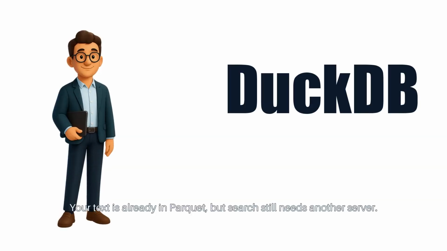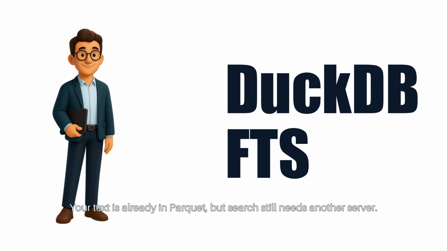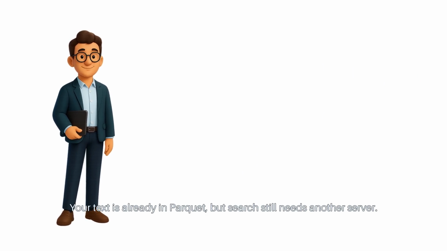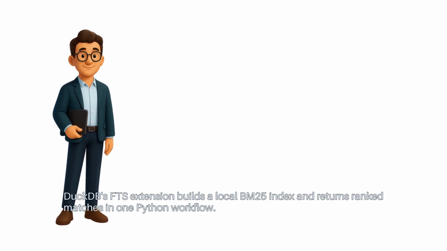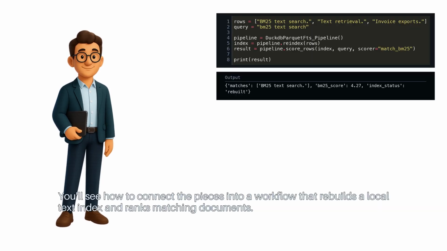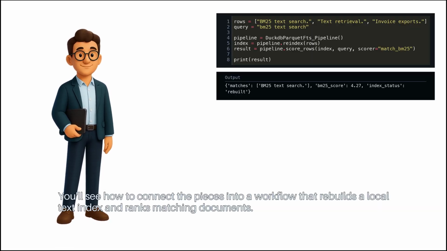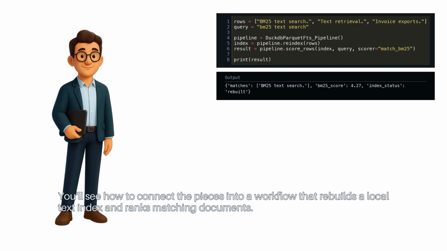Your text is already in Parquet, but search still needs another server. DuckDB's FTS extension builds a local BM25 index and returns ranked matches in one Python workflow. You'll see how to connect the pieces into a workflow that rebuilds a local text index and ranks matching documents.